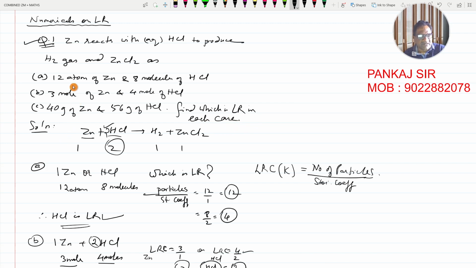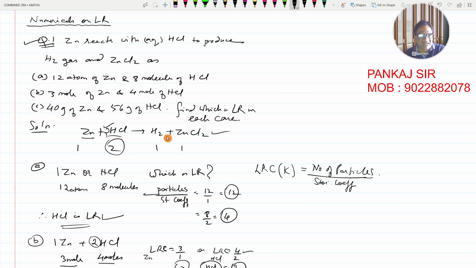So the chemical equation says that zinc is reacting with aqueous hydrochloric acid to give hydrogen gas and zinc chloride. First of all, we'll have to write a balanced chemical equation of the same. So the balanced chemical equation is this one: Zn plus 2HCl will give you H2 plus ZnCl2, right? And it is very much balanced.